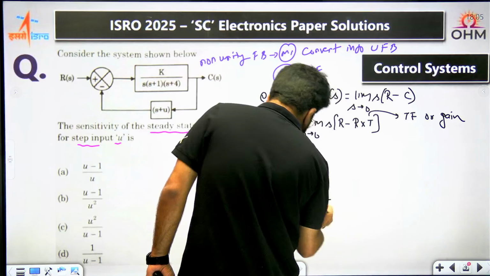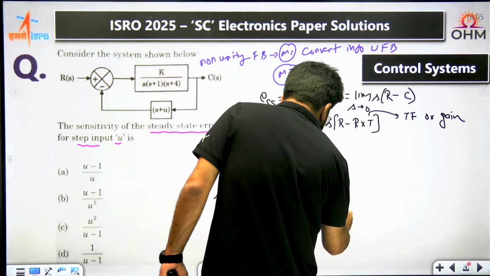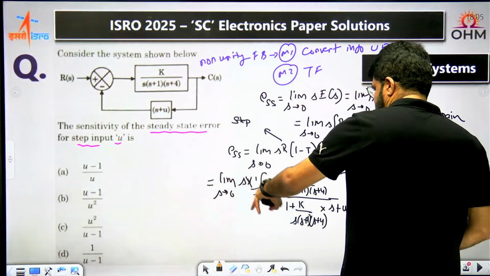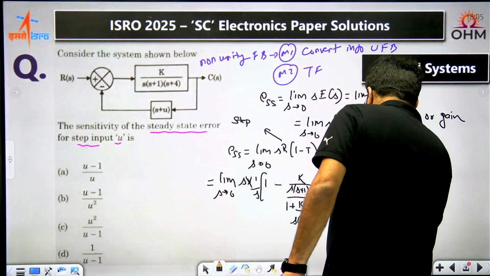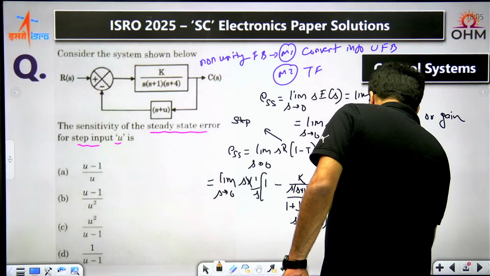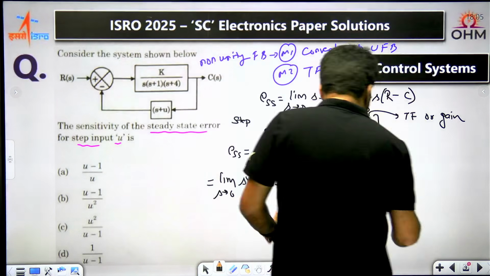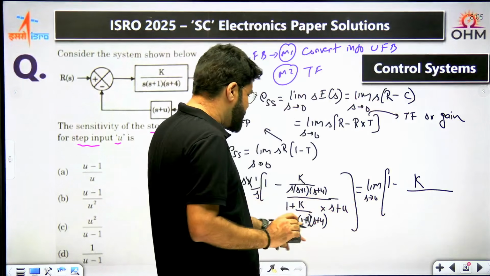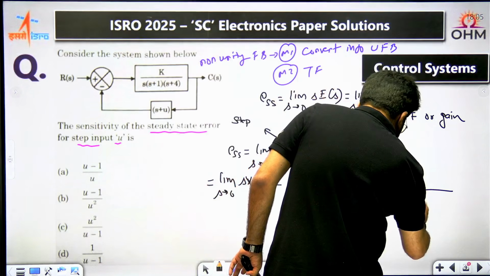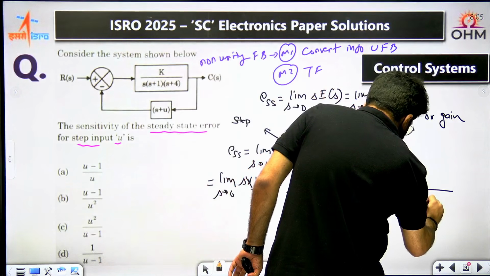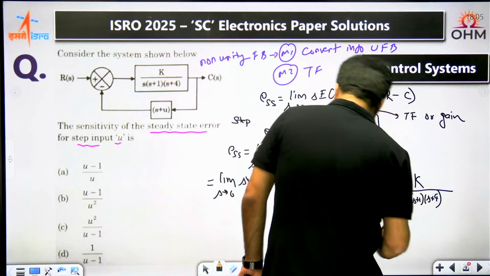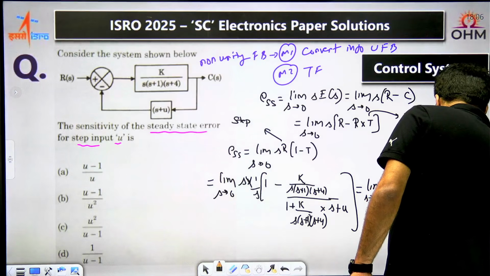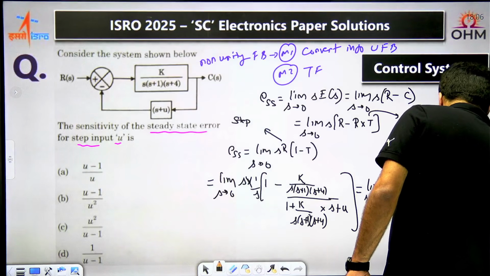That you can find separately in feed, or I am just directly writing here, s plus u. Now this s and s, the step and this one, this is cancelled. So what is left is limit s tending to 0, 1 minus of. Now finally solving the transfer function, what I am getting, multiplying by s, s plus 1, s plus 4, is k upon s, s plus 1, s plus 4 plus of k, s plus u. This much will be left.